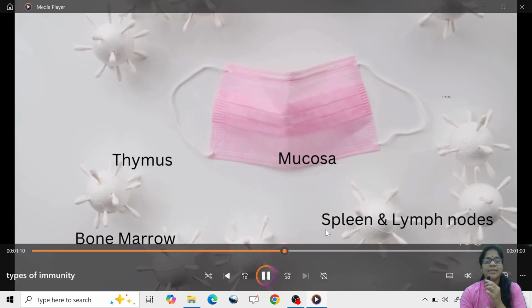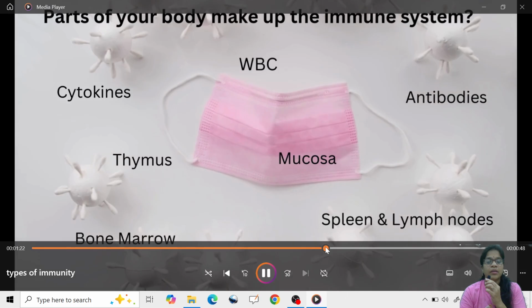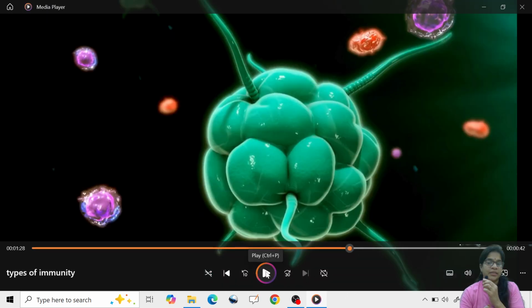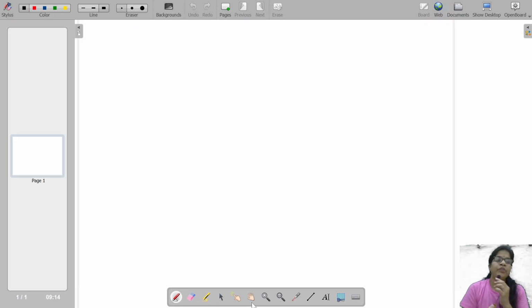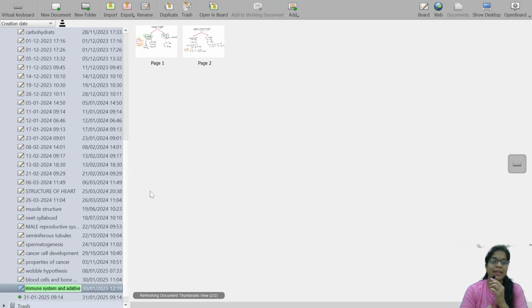Now let's see how it would really engulf the bacteria. For this we have to know the types of immunity. Later I will discuss the mode of action, because I can't directly jump into it without knowing the basics. We have two different types of immunity: innate immunity and acquired immunity.